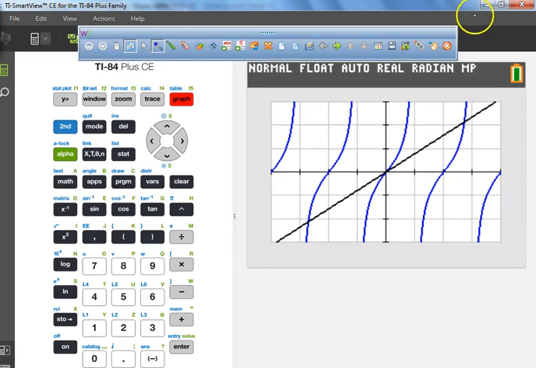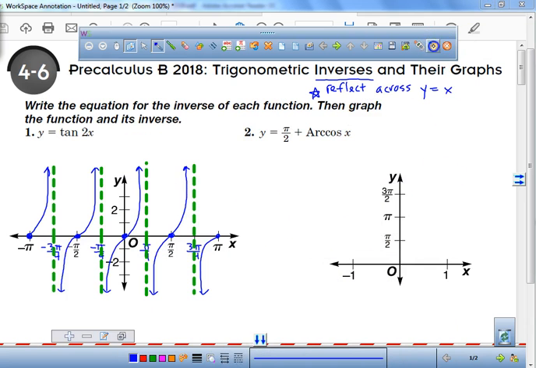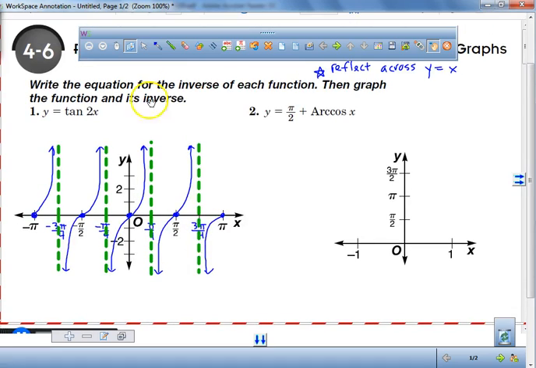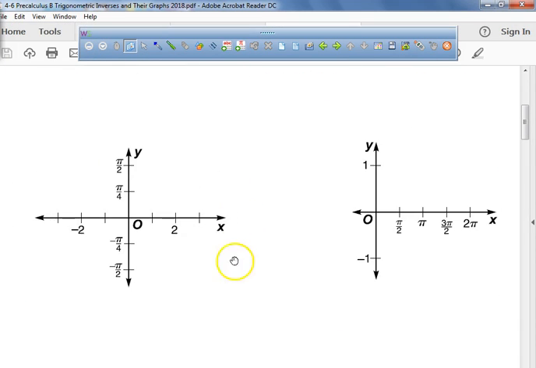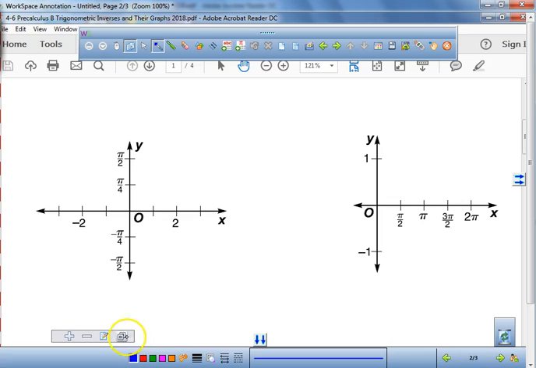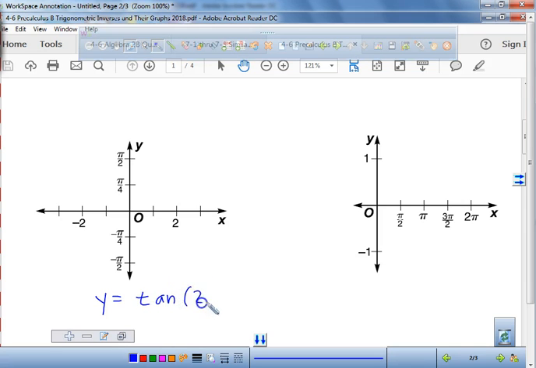So what we're going to do now is teach you how to solve for the inverse. Like, how do I find the inverse of this function? What's the actual equation? So what I want you guys to do is go down here, and in your journal, start by writing y equals the tangent of 2x. Now, make sure you understand you are going to be doing something called finding the inverse.